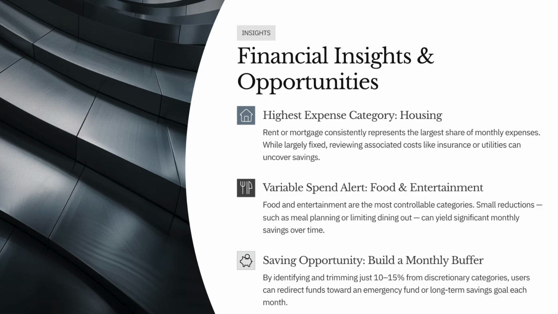This is the most vital phase, the transition from what happened to what should we do. We have identified housing as a fixed cost, but even here, reviewing associated costs like insurance can uncover hidden savings. We flag food and entertainment as variable spend alerts because they are the most controllable. Our data suggests that by trimming just 10 to 15% from these discretionary categories, a user can redirect those funds toward an emergency buffer or long-term investment, creating a significant compound effect over time.